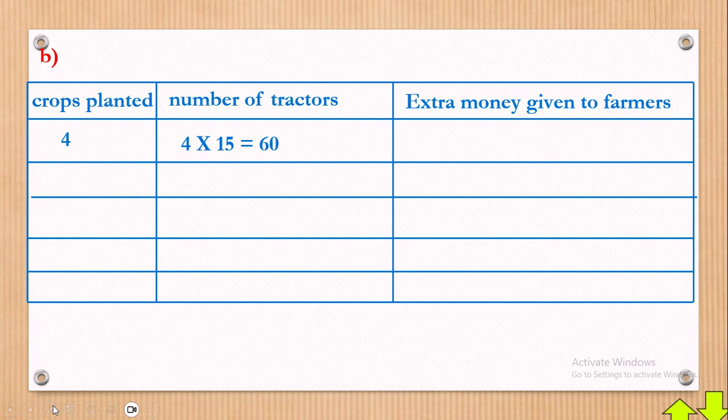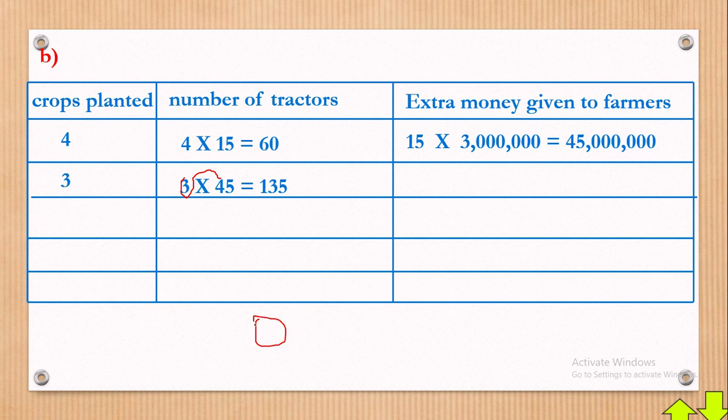Then again, remember for this part, they gave them 3 million. Now let's see the money they get. It will be 15 times 3 millions, which will give us 45 millions. Next, those who grow 3 crops were 45. So the 3 tractors times the 45 people will give us 135. The 45 is coming from the Venn diagram. We got a sum of that from this area, this, and that. Now in terms of money, we shall have that.